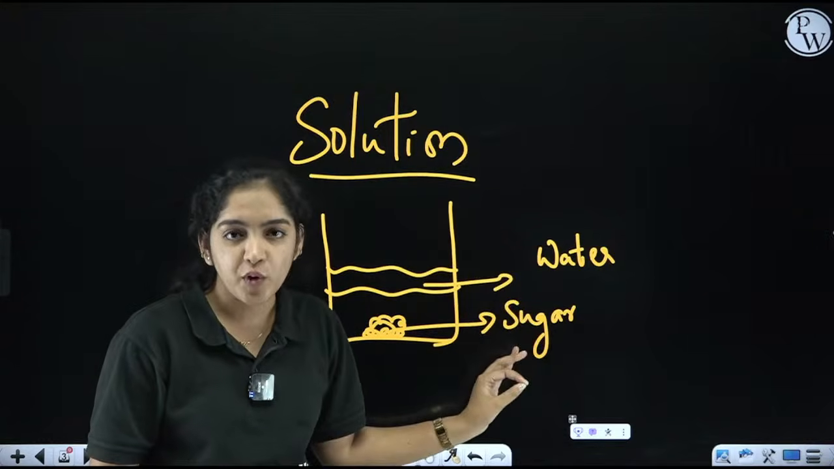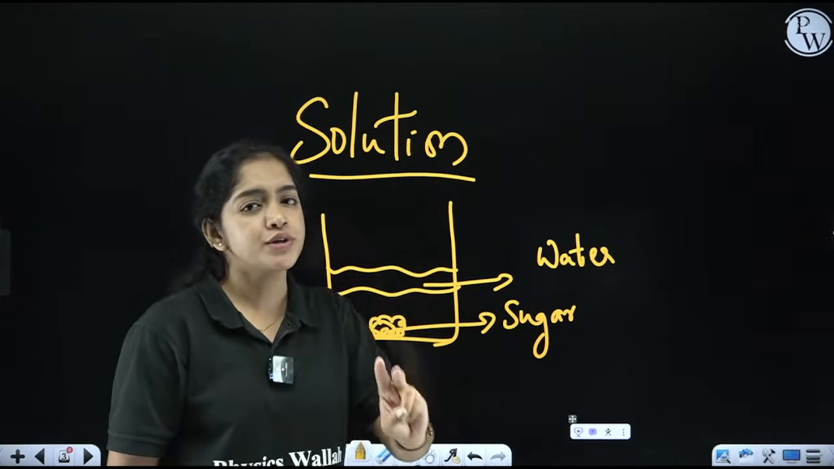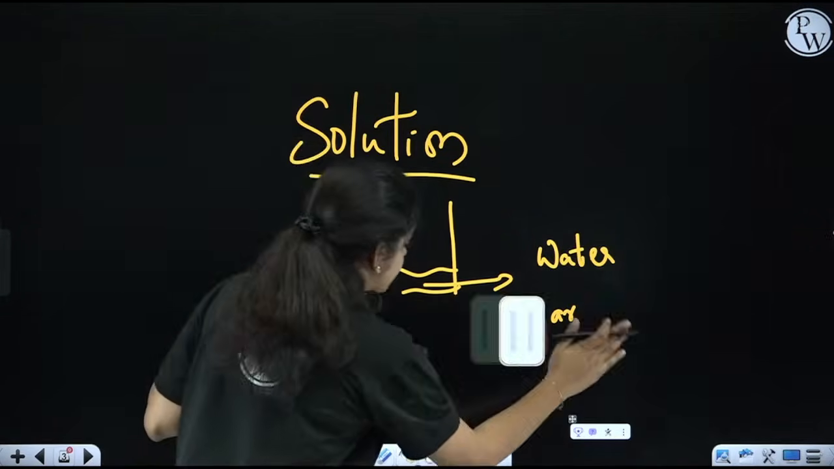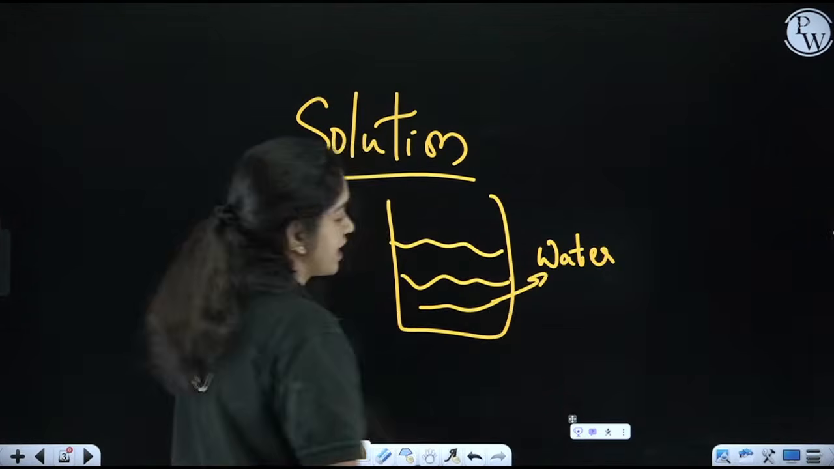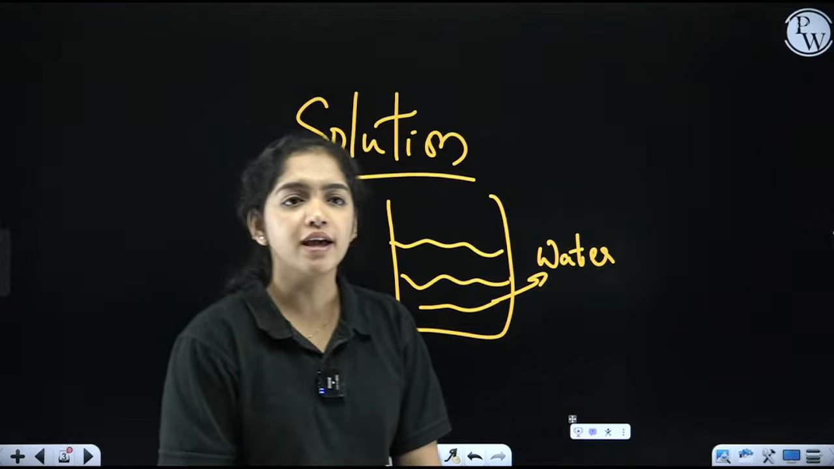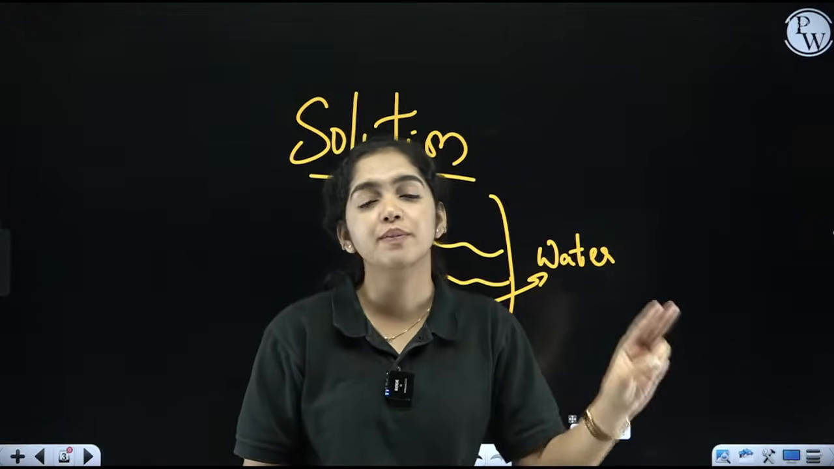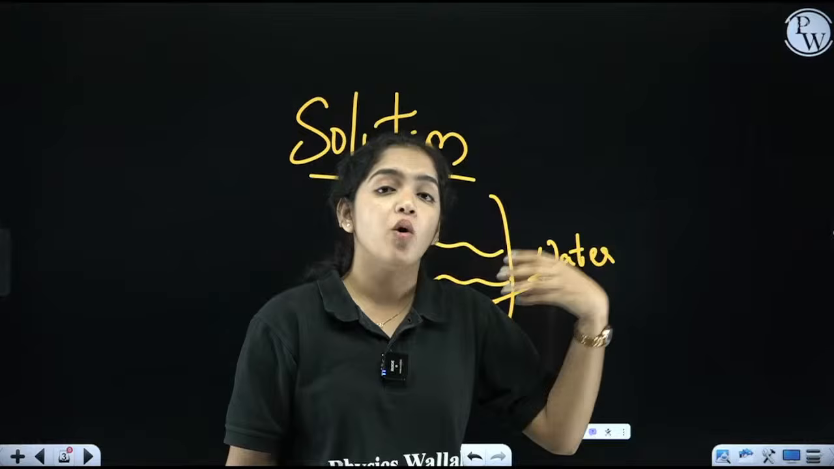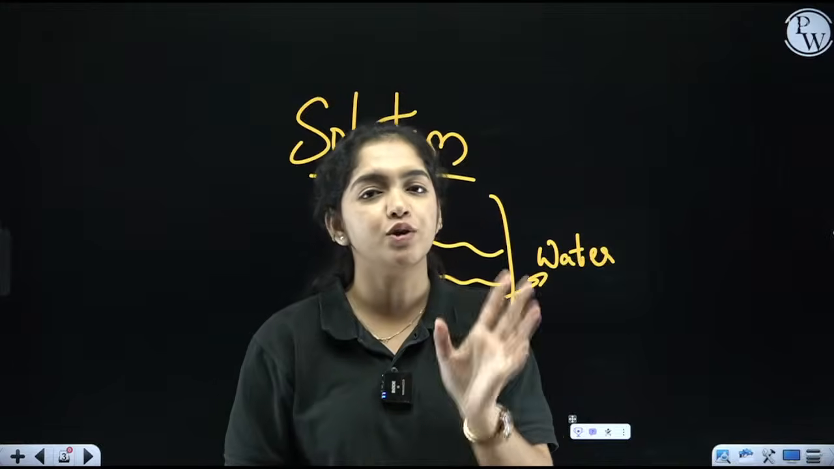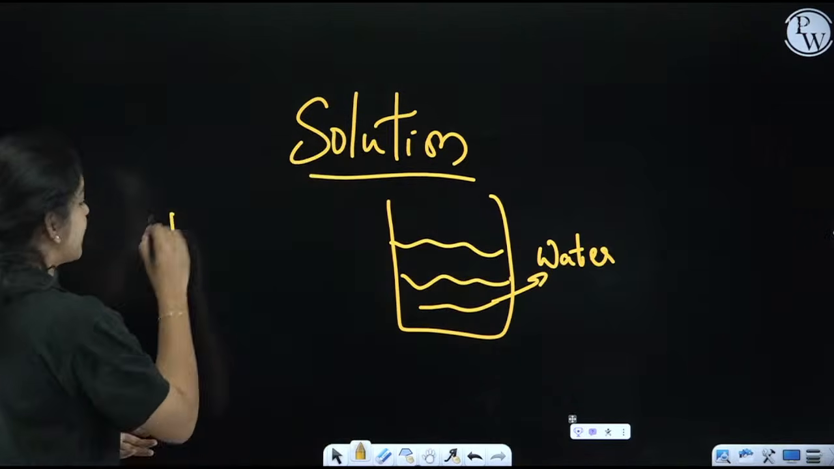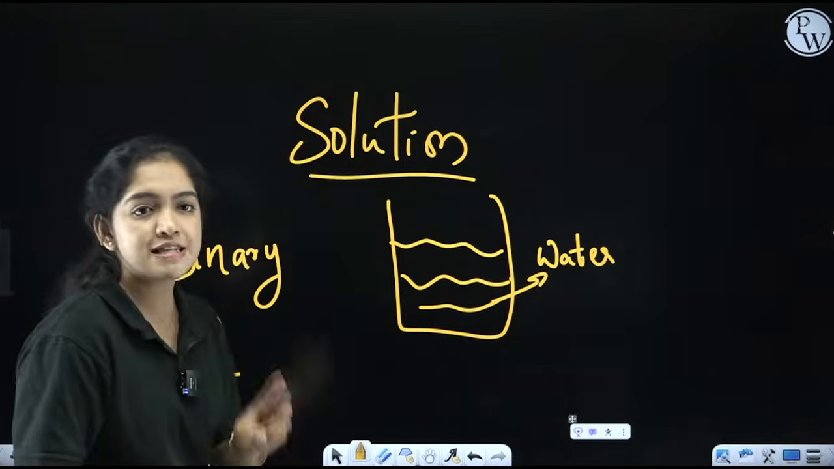And there are two components in it. Sugar is one component and water is the other component. Can we make a solution with only one component? Just think about only water in this beaker. Is it a solution? No, right? It's just water. Can we call it a solution? No. For making a solution, a minimum of two components is required, or more than two components. Here we are going to learn about a solution made up of only two components, that is a binary solution. A solution made up of how many components? Two. Binary means two components.